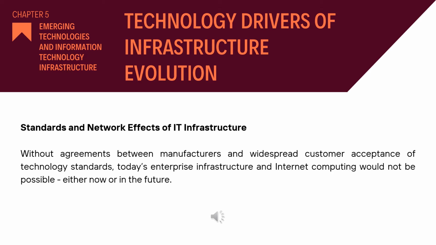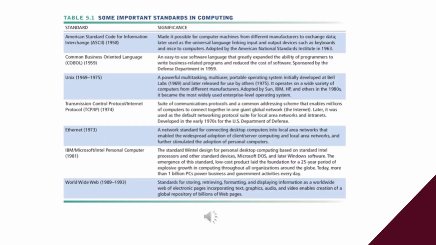It is also to unleash powerful economies of scale and result in price declines as manufacturers focus on products built to a certain standard. Some of the important standards that have shaped IT infrastructure include ASCII, Unix, TCP/IP, Ethernet, the IBM, Microsoft, Intel Personal Computer, and the World Wide Web. Table 5.1. Here are some important standards in computing.